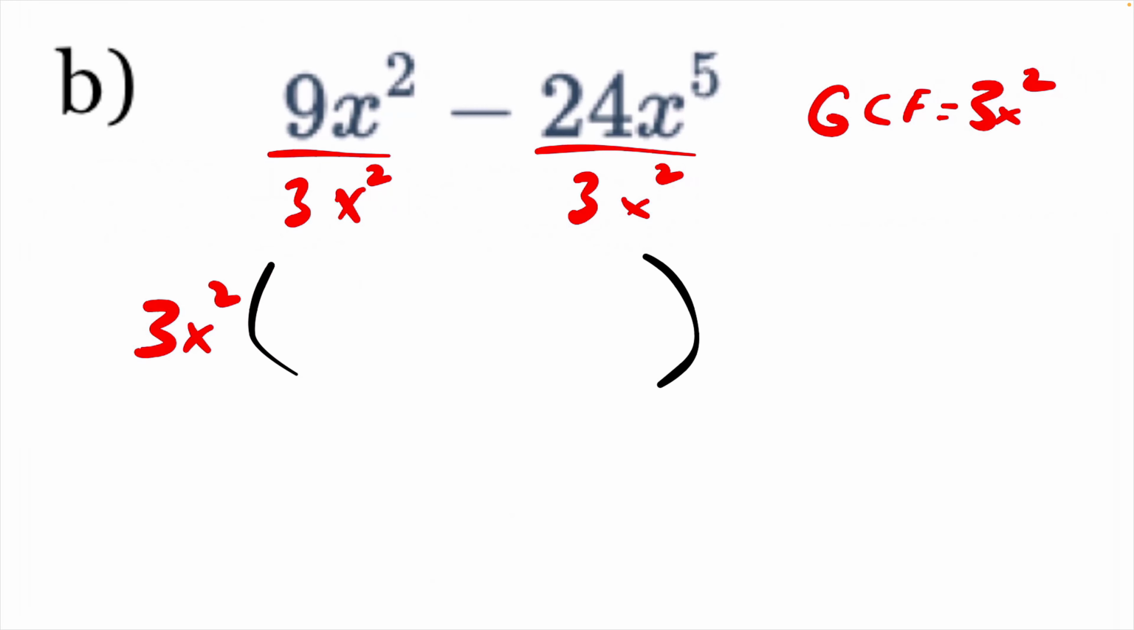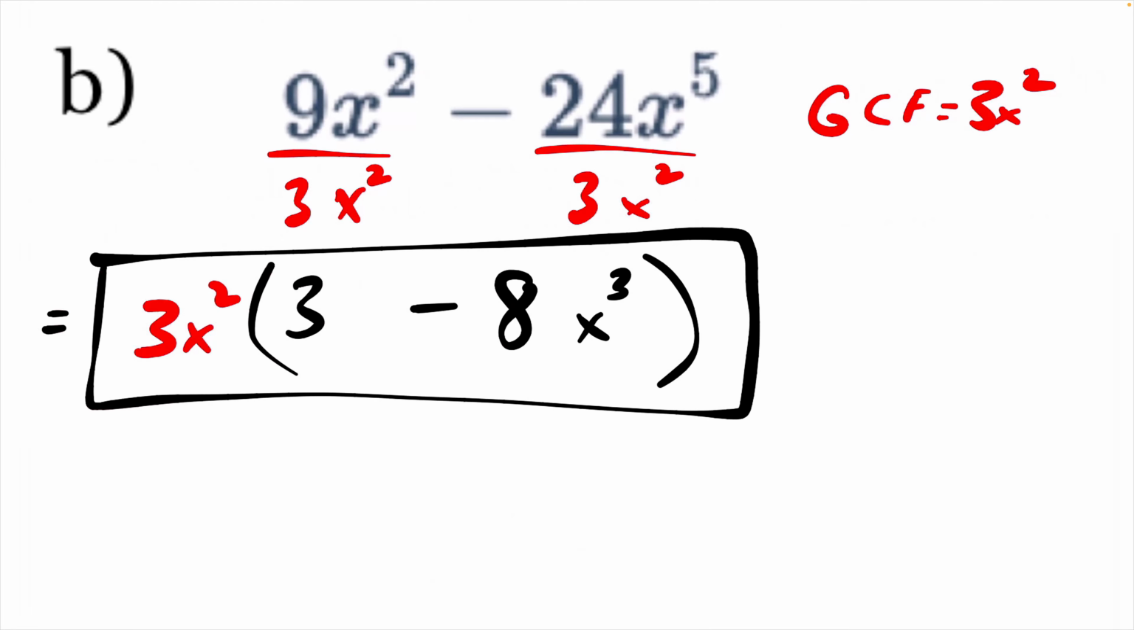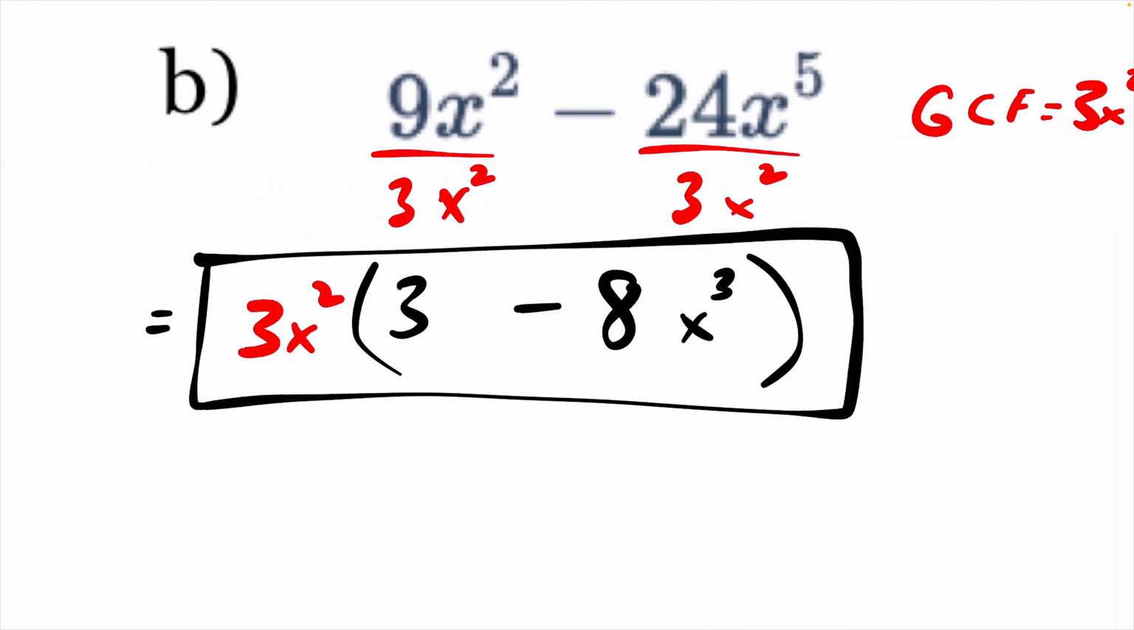What's left over? Well, 3 goes into 9 3 times. If I take away 2 powers, how many powers are left? 0. How do I write 0 power? You don't. If it has 0 power, you don't need to write the x anymore. Okay? 3 goes into 24 8 times. If I take away 2 powers of x, how many are left? 3. Good. Okay.